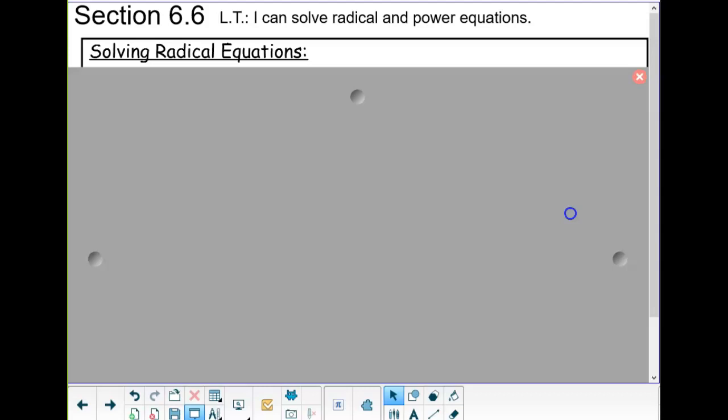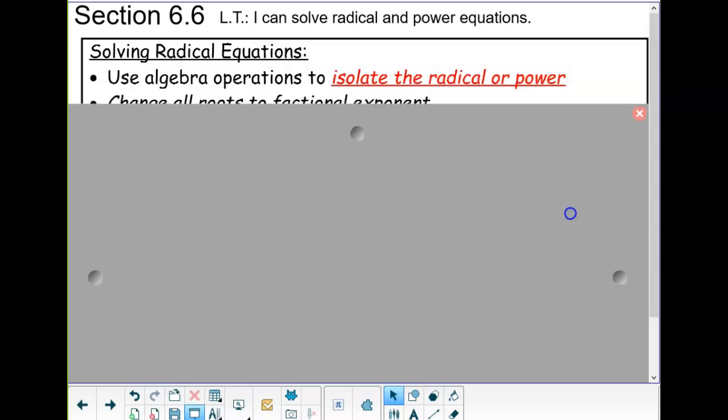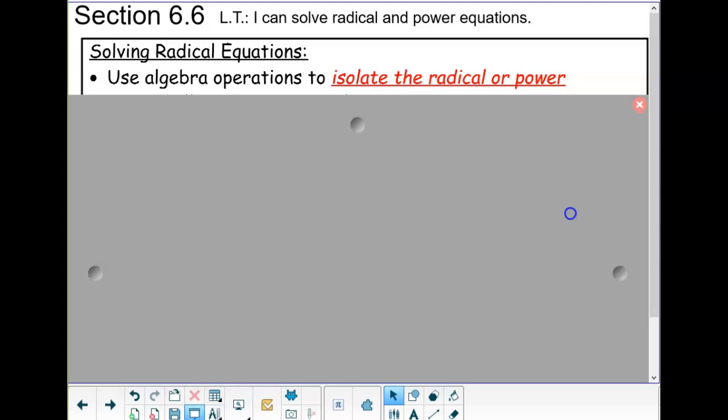Now, we're going to just show you the steps here. I would definitely write these down. When you were solving before, we used PEMDAS, right? We used PEMDAS backwards. So you tried to isolate the x value. Well, this time, instead of isolating just the x, we're going to isolate the radical or the power.